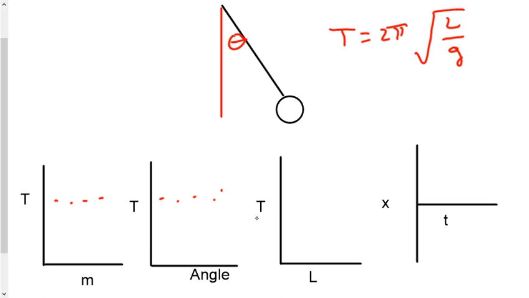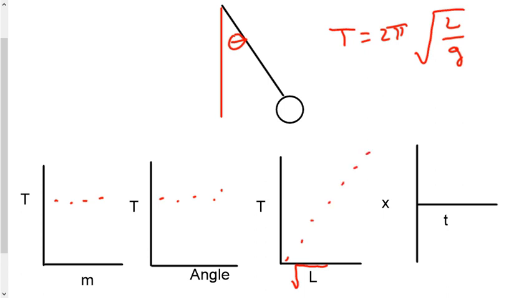Now what about period versus length? Well, if you look at the equation here, the period should go up as length goes up, but it goes up by the square root. So we're not going to get a straight line unless I square root the L here. So I'll do some kind of straight line here. Of course, if I have 0 length to it, I'll have 0 period, so I guess I'll start it at 0, and it goes up like this.